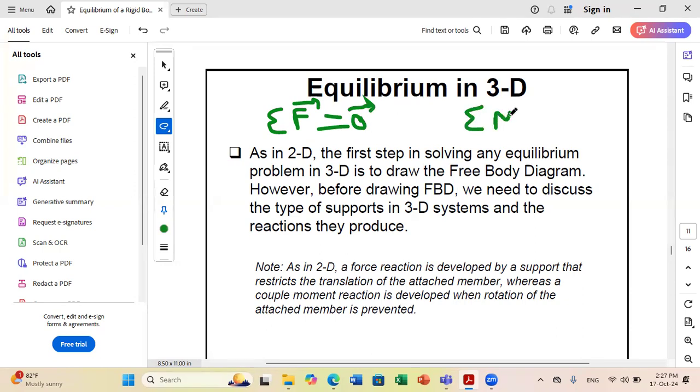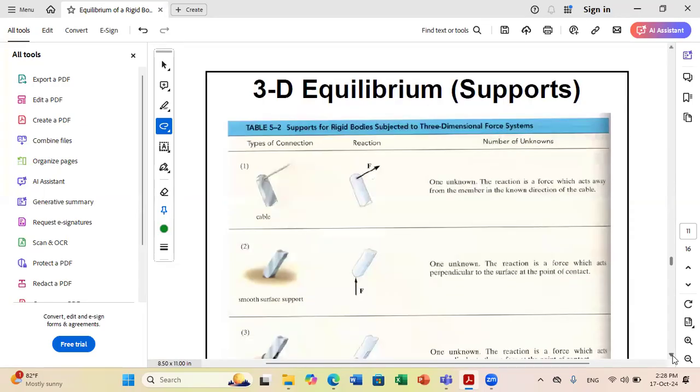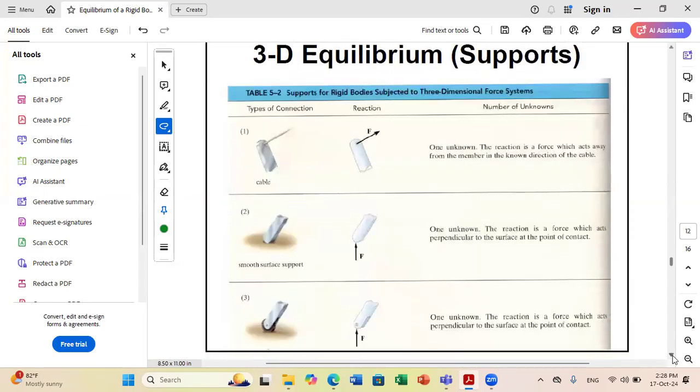Since it's 3D, any force can have a moment in three directions, x, y, and z. So the condition for equilibrium is sum of moment about x equals 0, sum of moment about y equals 0, and sum of moment about z equals 0. So I end up with six equations, and I can solve up to six unknowns. Now, as we did in 2D, to study equilibrium, the first step is to know what are the types of supports that we have. What are the reactions that we have?